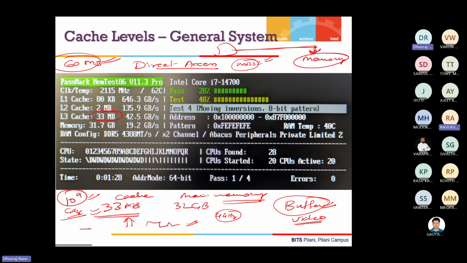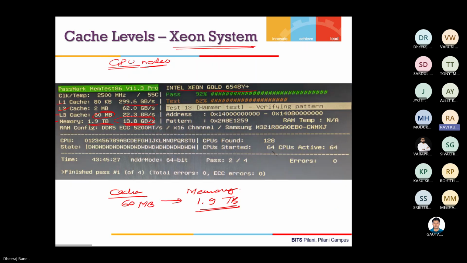Correct. But in case we have larger sizes of data, more than the cache, and that overall data has to be processed, the replacement and all will happen. So how is performance maintained in that case? That's what I'm trying to understand. We'll go through it. I'll go through this specific case and then we will have a discussion.